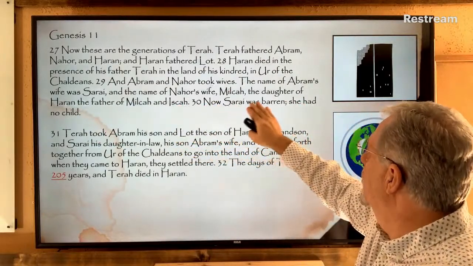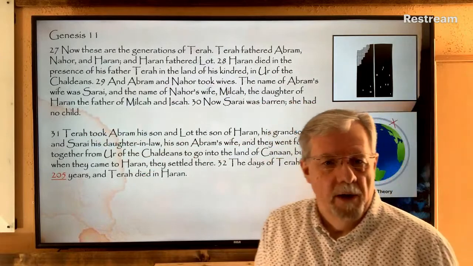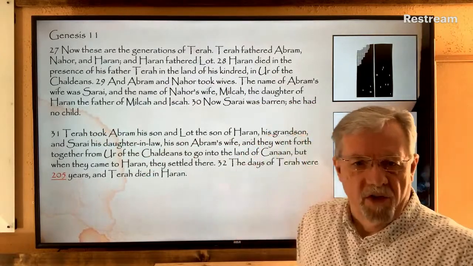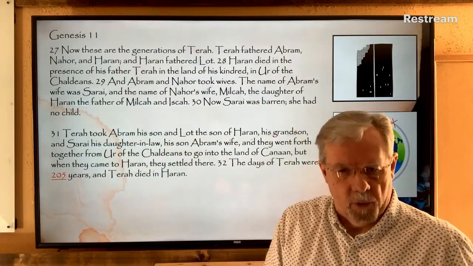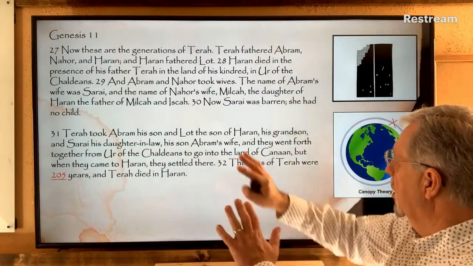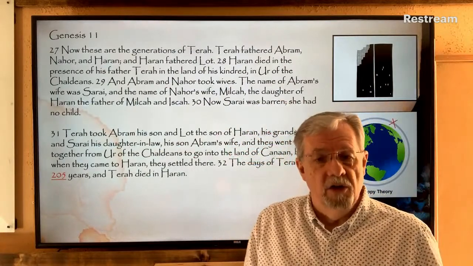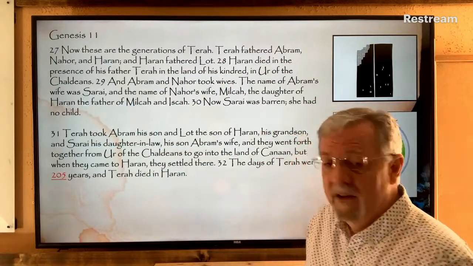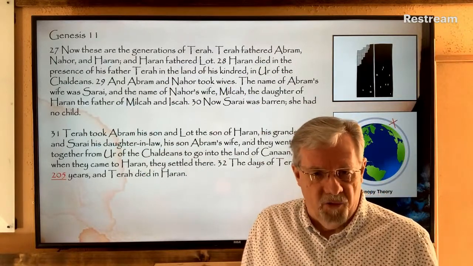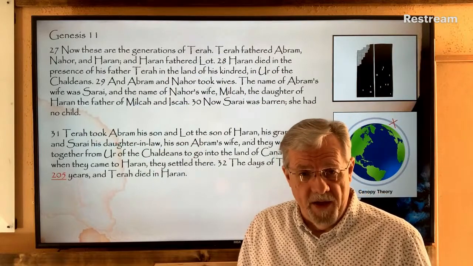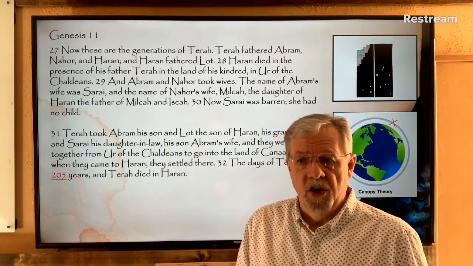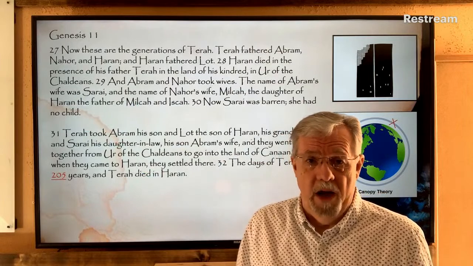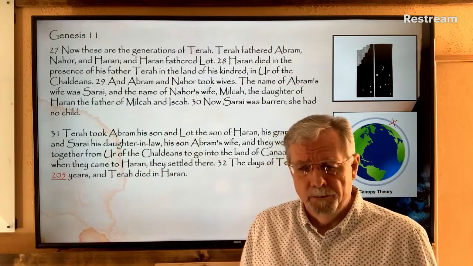Now, Sarai was barren. She had no child. You just have to hold on to that thought because we're not going to deal with it in this chapter. We'll deal with it eventually. But Sarah has trouble having children. Well, not just trouble. She can't have children. And that's going to plague her entire life till we get Isaac. You know that story. It's going to plague her, and she's going to be very jealous of other women who are able to have children, but she can't.